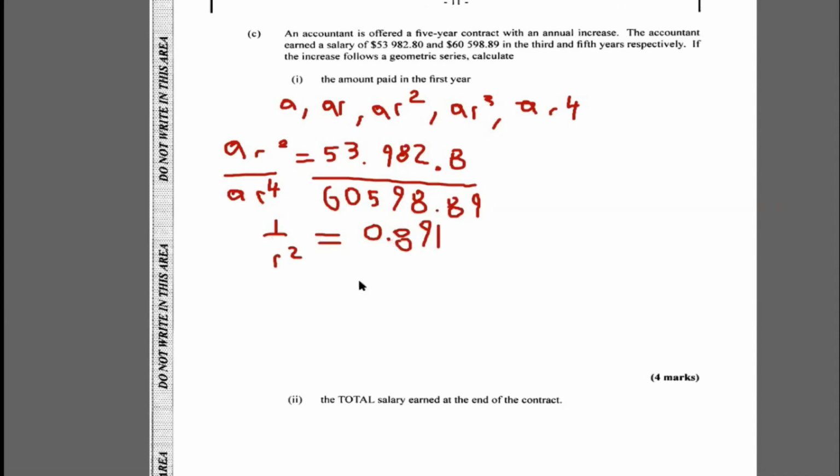If 1 over R squared is 0.891, then we know that R squared is going to be 1 over 0.891. So R squared is 1.122, and then we square root both sides to get what is R. R is the square root of that, which is 1.06. So that is the common ratio, 1.06.